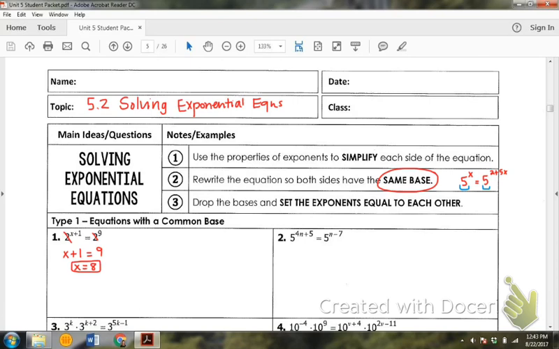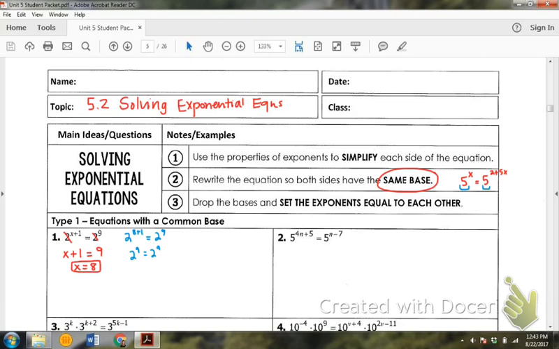If I were to plug 8 back in for x, I would have 2 to the 8 plus 1 equals 2 to the 9th. What is 8 plus 1 up here, though? 9, right? So you get 2 to the 9th equals 2 to the 9th. So you can plug x back in, just like you always have been able to do, to make sure you have the right answer.